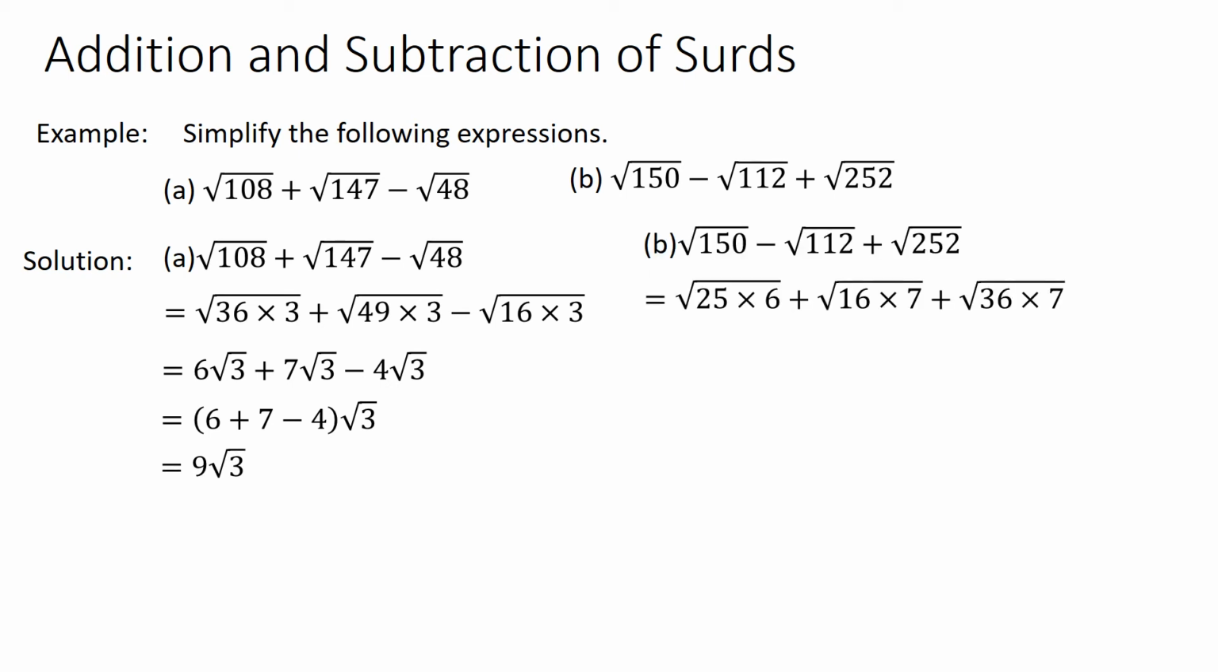For B, surd 150 can be written as surd 25 times 6. Surd 112 can be written as surd 16 times 7. Surd 252 can be written as surd 36 times 7. And we'll get 5 surd 6 plus 4 surd 7 minus 6 surd 7. And the answer will be 5 surd 6 minus 2 surd 7.